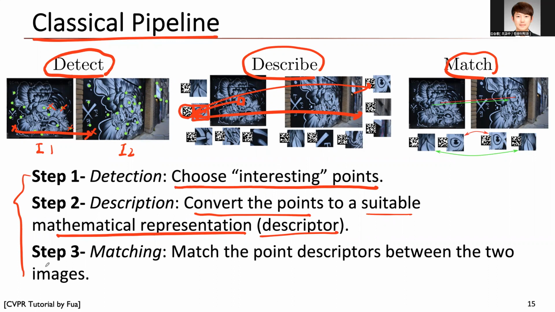In step 3, the matching step, we have to match the point descriptors between the two images. One of the simplest ways to find matches, given n feature vectors and m feature vectors in the left and right images respectively, is to compute an n by m similarity matrix. But we usually use optimization or other context injection techniques to improve the matching task here. Anyway, this is the classical pipeline for the image matching task.